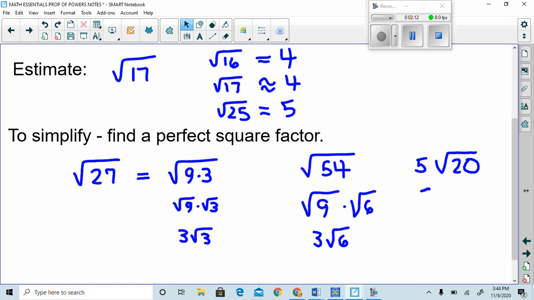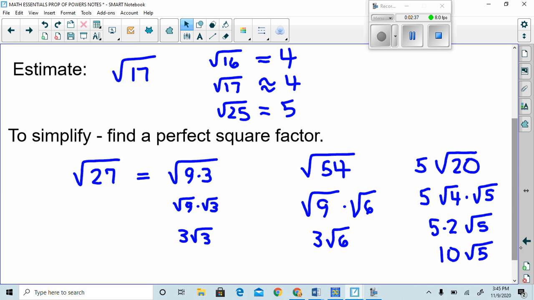Now I have an existing coefficient. And remember, I'm breaking this down to perfect square factors. And if anybody wants to see the other method, just feel free to ask, and I'd be happy to spell that one out for you. Square root of 4 is 2. Now, I already had an existing coefficient, so I multiply those coefficients. And there you have your simplified version of 5 times the square root of 20.